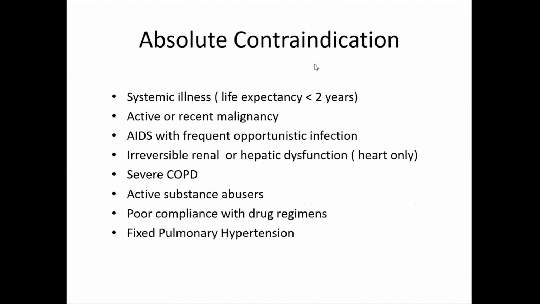There are some absolute contraindications for listing the patient. If they have a systemic illness and life expectancy less than 2 years, they're not a good candidate for a transplant. Also active or recent malignancy, and AIDS with frequent opportunistic infection. If they have other organs involved, for example kidney or renal, heart only is not an option, so we talk about either they're not a candidate or we think about a dual organ transplant for this patient. Severe lung disease, again, if they're not a candidate for heart, do they need a lung transplant? We have to evaluate them that way. Also active substance abuse, poor compliance with medication, and fixed pulmonary hypertension.